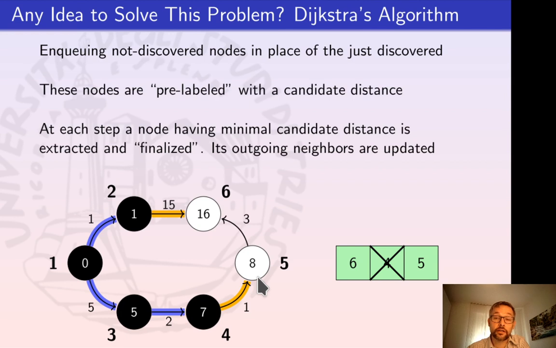Moreover, we can update in some sense a candidate predecessor for 5. So that's why we have this different color, saying this 4 is, let's say, the candidate predecessor of 5 in the shortest path from 1 to 5, but we don't know yet if it is the final one, because this node is still in the queue and this node is still white.